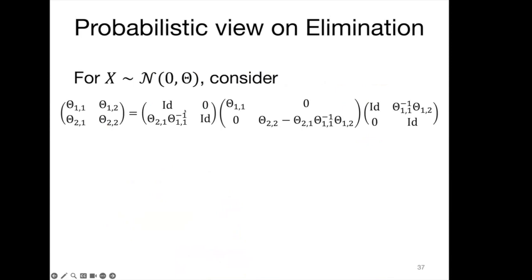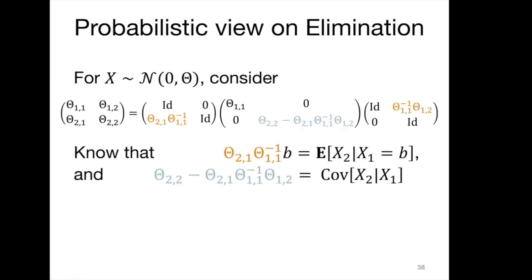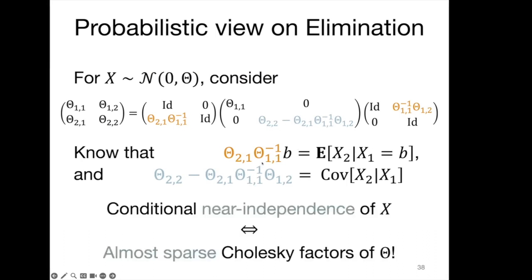So if you take X to be distributed according to a Gaussian with theta being its covariance, then basically Cholesky factorization is the recursive application of this matrix identity here. Each time we apply it, and then we apply it afterwards to the bottom right block of the matrix in the middle, and so on and so forth, and we keep pulling out the lower and upper triangular factors to the left and to the right. Now, if you've worked with Gaussian probabilities before, you will probably see that the quantities appearing in this matrix identity are really the conditional expectation of the Gaussian process and the conditional covariance. So in other words, the conditional near-independence of X results in the almost sparsity of Cholesky factors of theta.